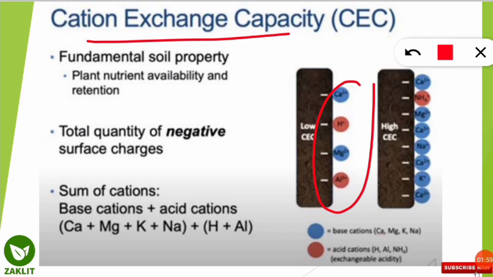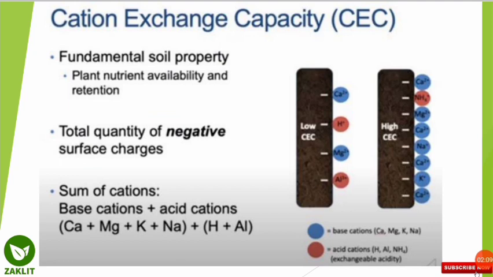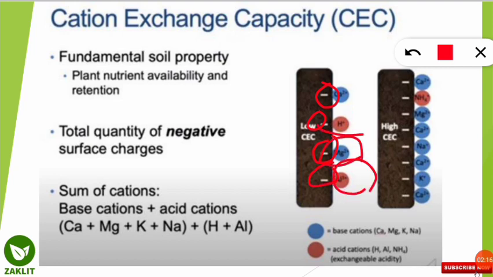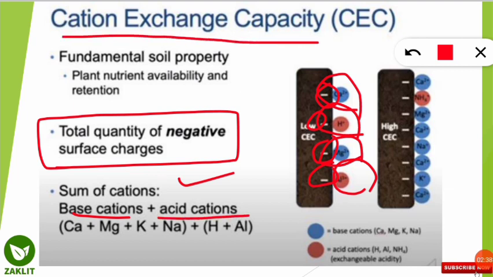Here we should know that the total quantity of negative surface charge is equal to the total quantity of positive surface charge adhered to it. Why? Because, as you can see in this picture, these are the negative charges, so the number of negative charges will be equal to the number of cations attaching to, that is adsorbing onto, the soil surface. Similarly, the sum of cations, that is base cations plus acid cations, will give the total value of cation exchange capacity of any soil.